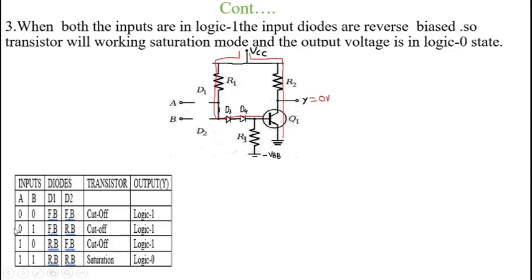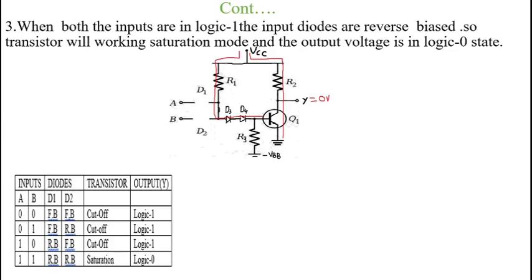The next possible combination of input is A equal to 1 and B equal to 0. At that time, the diode D1 is operating in reverse bias condition and D2 is operating in forward bias condition. At that time, transistor Q1 is operating in cutoff mode. Therefore, here we get the output Y equal to logic 1. And the last possible combination of input is both inputs high.